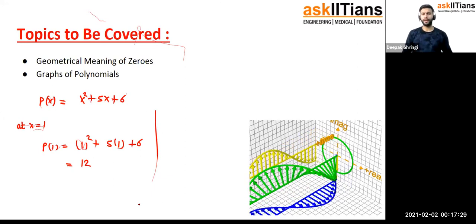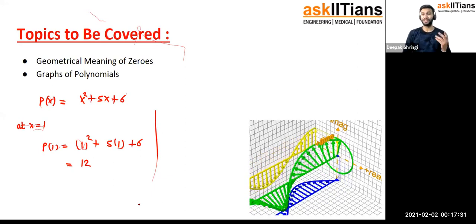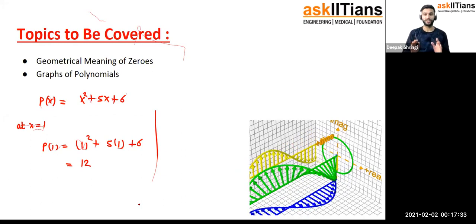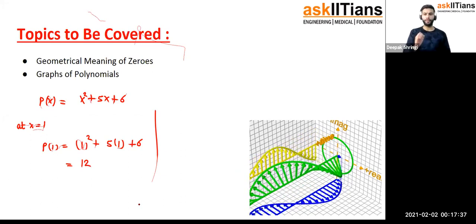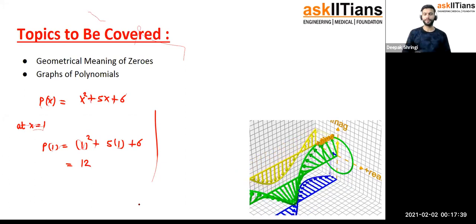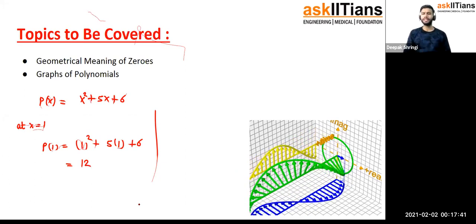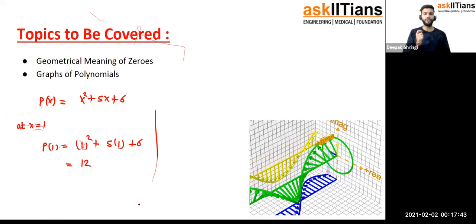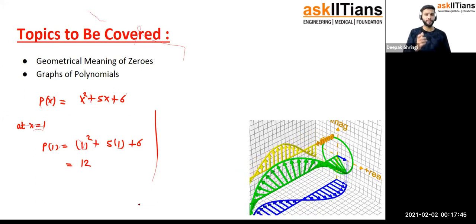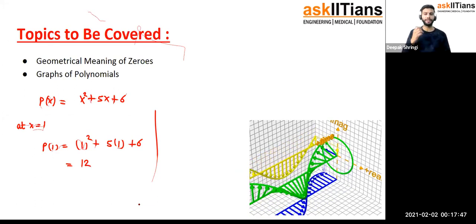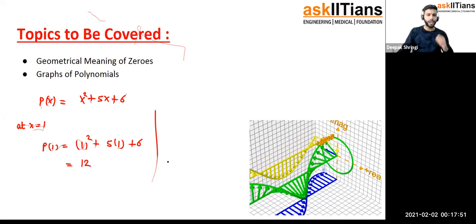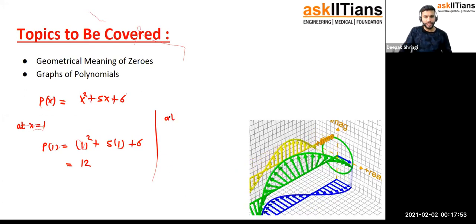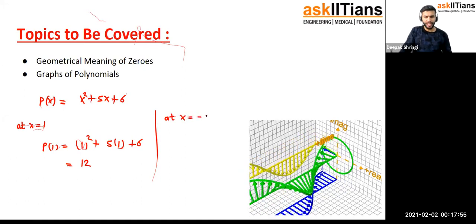Simple. But what is the relation of this with 0? There is a relation. At x equals 1, the value of the polynomial is 12. That means there can be some value of x at which the value of the polynomial can be 0 as well. Is it possible? Let's see. Now I'm asking you to put x equals -2, and let's see what happens.